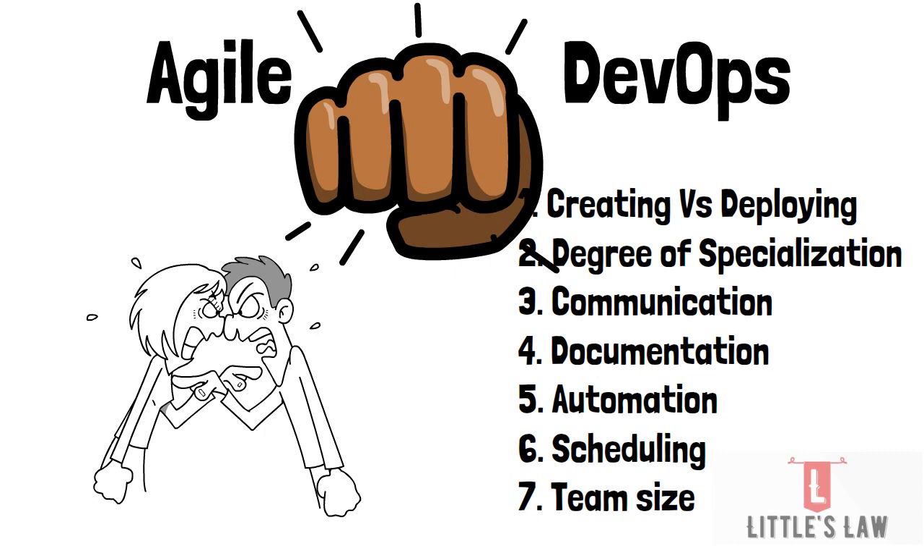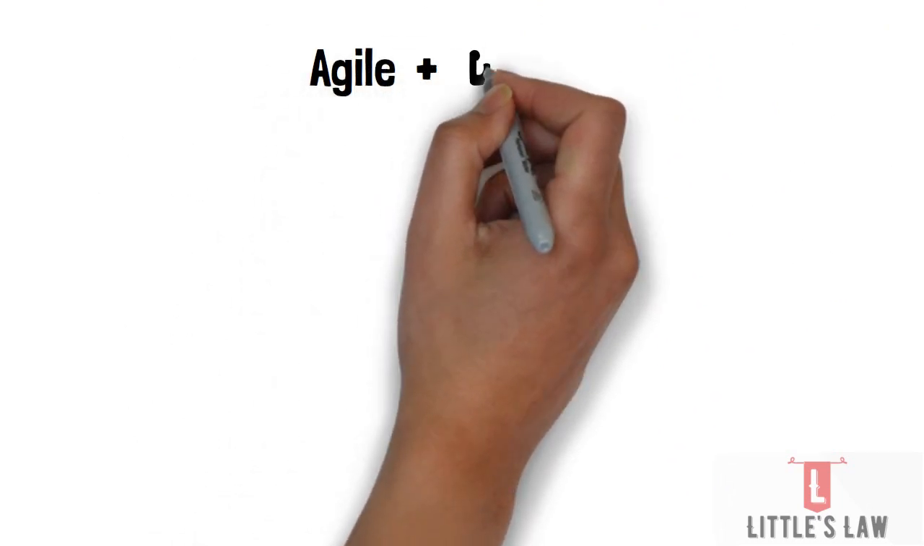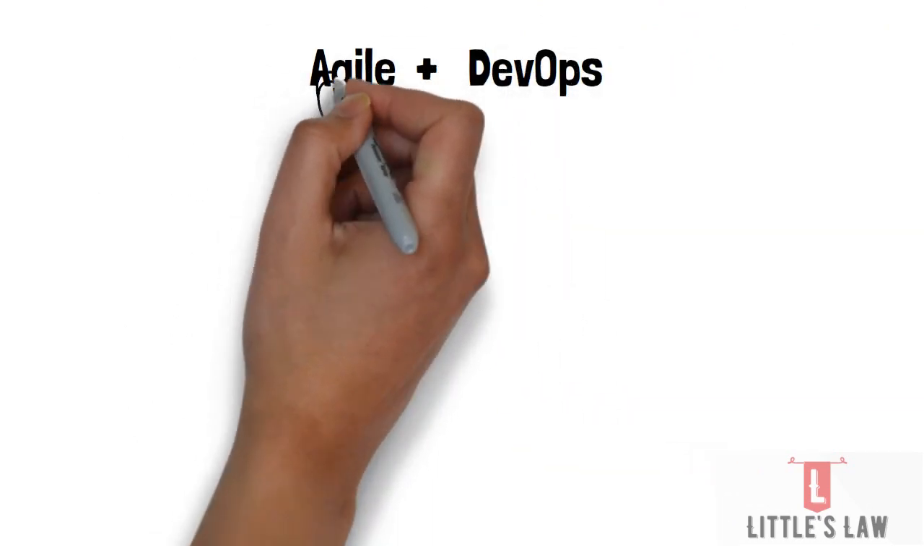And then scheduling, where Agile teams measure their output in short periods of time, usually around 2 weeks, known as sprints. In contrast, DevOps focuses on longer blocks of work. And finally, when it comes to team size, Agile teams are typically very small, whereas DevOps teams typically combine multiple larger teams.